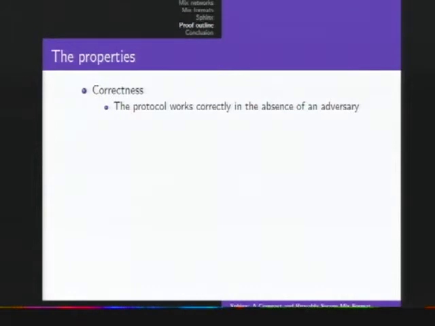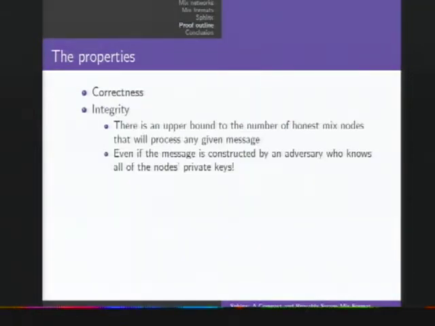Here are the properties. Correctness, this is obvious. The protocol has to work if there's no one attacking it. Your users would complain if it didn't. Integrity, this is a technical condition. It basically says there's an upper bound to the number of honest mix nodes that will process a message. So the adversary can't construct a message that will go forever in a loop through your system. It will have to come out eventually. And this has to be true even if the adversary knows all the private keys in the system. So it's a somewhat strong condition.